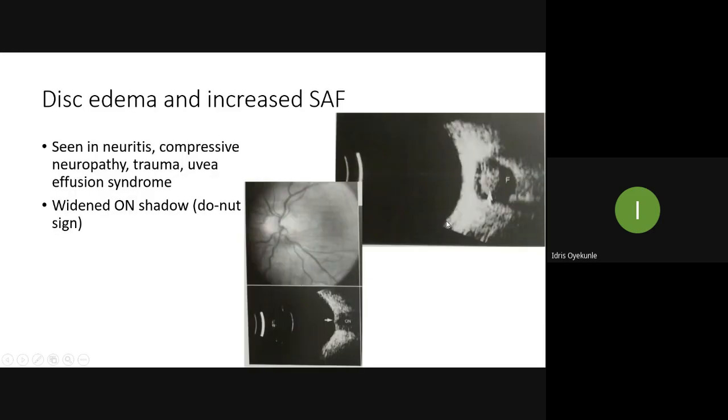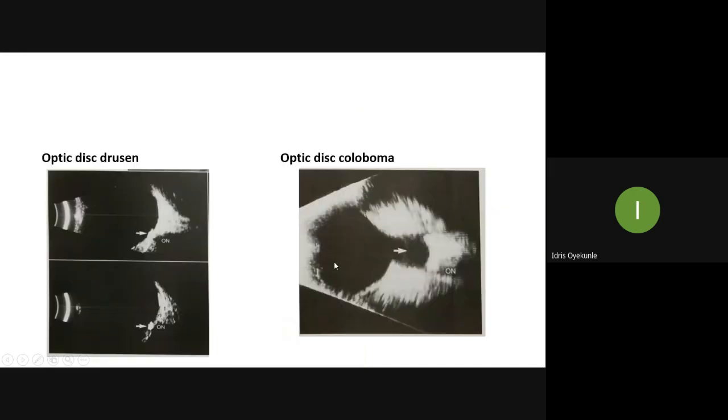In a patient who has edema due to increased subarachnoid fluid, which is seen in neuritis, compressive optic neuropathy and trauma, or even in uveal effusion syndrome, there's widening of this optic nerve shadow, as you can see here, and maybe a donut sign. So this is what the donut sign looks like. And clinically, you can see tortuous vessels around the disc here, and also tortuous retinal vessels.